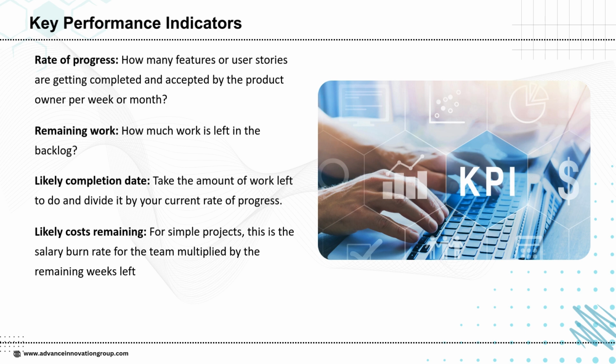The second is the remaining work, which shows how much backlog is still left to be completed. This provides clarity on the workload and what still needs to be delivered. Based on this, we can calculate the likely completion date by dividing the total remaining work by the current rate of progress. This gives a realistic forecast of when the project might finish.